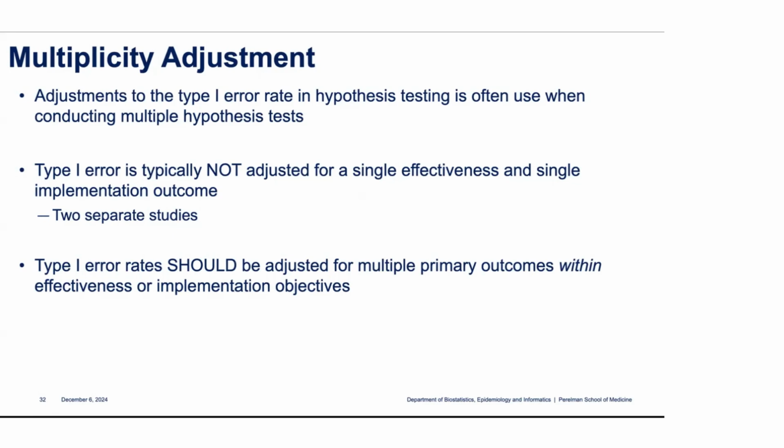And so we don't typically adjust the type 1 error rate for the fact that there's two outcomes when we have a single effectiveness outcome and a single implementation outcome. But if we were to have multiple implementation primary outcomes or multiple effectiveness primary outcomes, then we should adjust the type 1 error rate to account for multiple comparisons within effectiveness or within implementation.